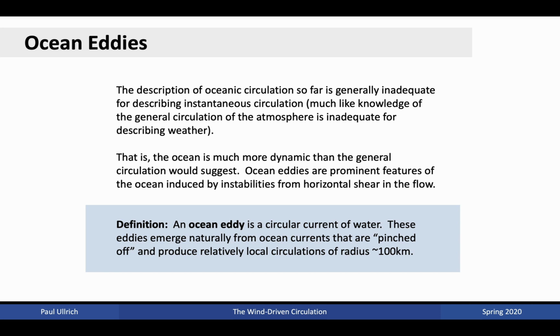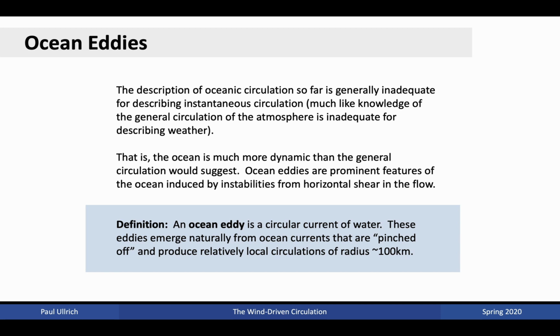So far, we've primarily described the oceanic circulation in terms of annual means or climatologies. But there's far more nuance that occurs on finer scales, particularly finer temporal and finer spatial scales. This is usually captured in the form of ocean eddies, which are prominent features of the ocean, induced by instabilities from horizontal shears in the flow. Formally defined, an ocean eddy is a circular current of water.